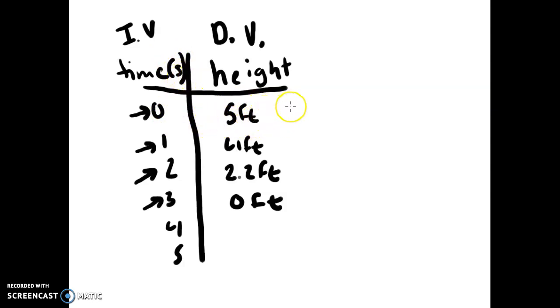And it turns out that at 0 seconds it was at 5 feet, and at 1 second it was at 4 feet high, and at 2 seconds it was at 2.2 feet, and at 3 seconds it was at 0 feet, and therefore, also when I measured at 4 and 5, it was at 0 feet. And I was expecting it to be in the air for longer, but it turns out that's not how it was, right? So this is the difference between the independent variable and the dependent variable.